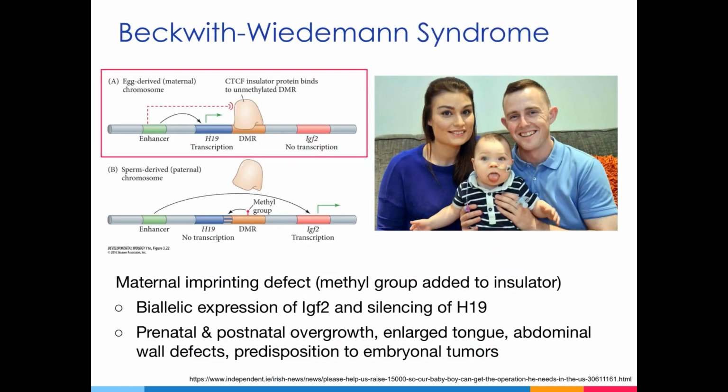What happens when there are defects in the methylation patterns of imprinted genes? Well, if a methyl group is added to the maternal allele during oogenesis, then the maternal allele will look exactly like the paternal allele. So that means that the baby is going to show biallelic expression of IGF2. So both copies of the IGF2 gene will be expressed, and there will be no expression of H19.